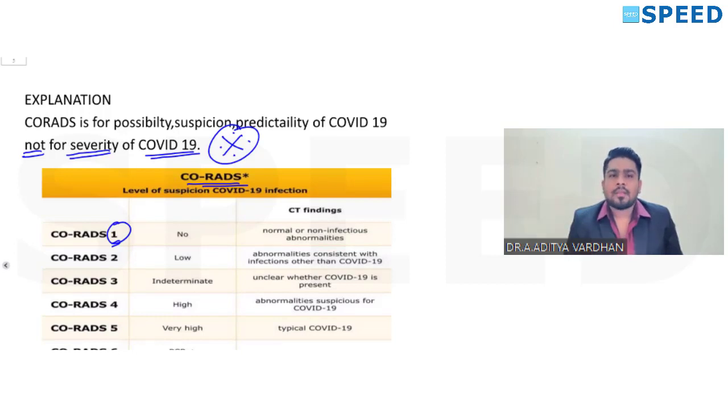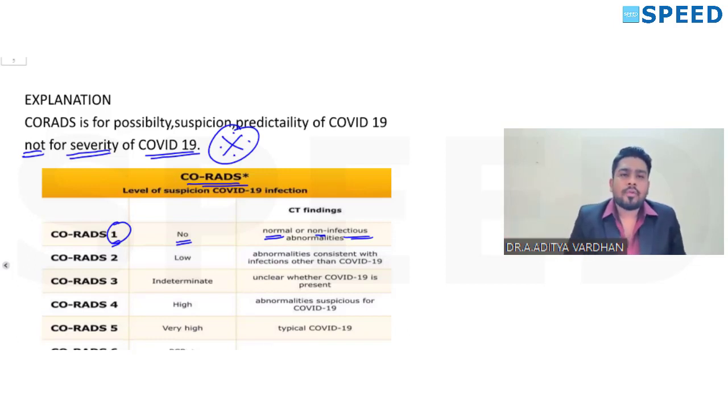CORADs 1 means there is no suspicion of COVID-19. So the HRCT, high resolution CT scan, we performed on the patient will be normal or there is no trace of any infection. Some abnormalities could or could not have been present.